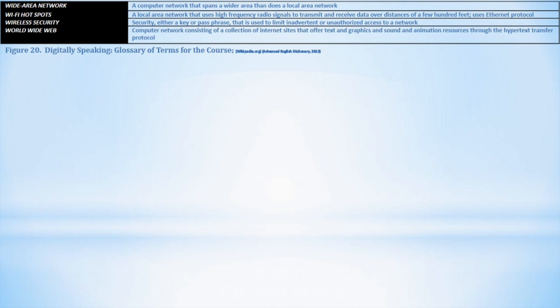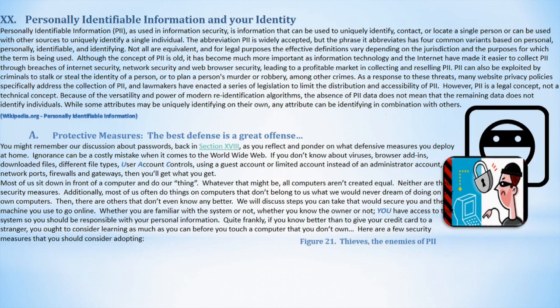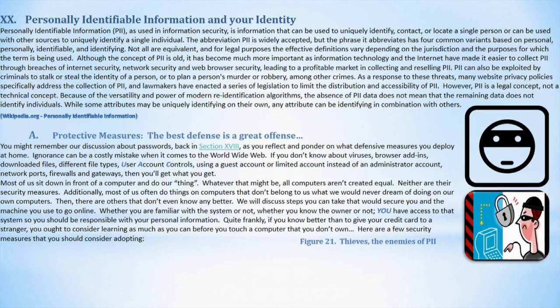Even if it's just as simple as something like looking up the lyrics to your favorite song, there are people out there that know this and want to use this thing you're doing against you. Now let's discuss personally identifiable information.